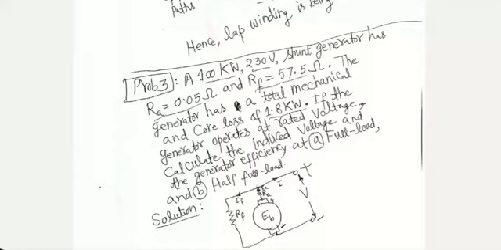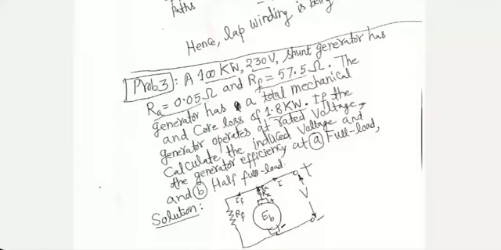It's a shunt generator, so the field winding has to be in parallel with the armature. That's what I have drawn in the diagram below. The generator has a total mechanical and core loss. They have given us loss also. Mechanical loss means friction plus windage. And iron loss or core loss has hysteresis loss and eddy current loss together. They have given us the total of all these losses as 1.8 kilowatt.